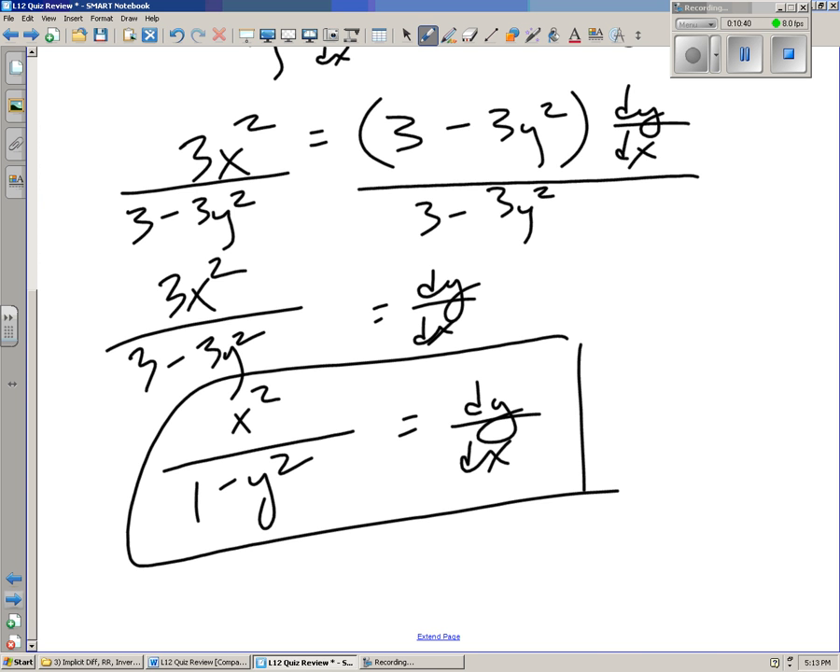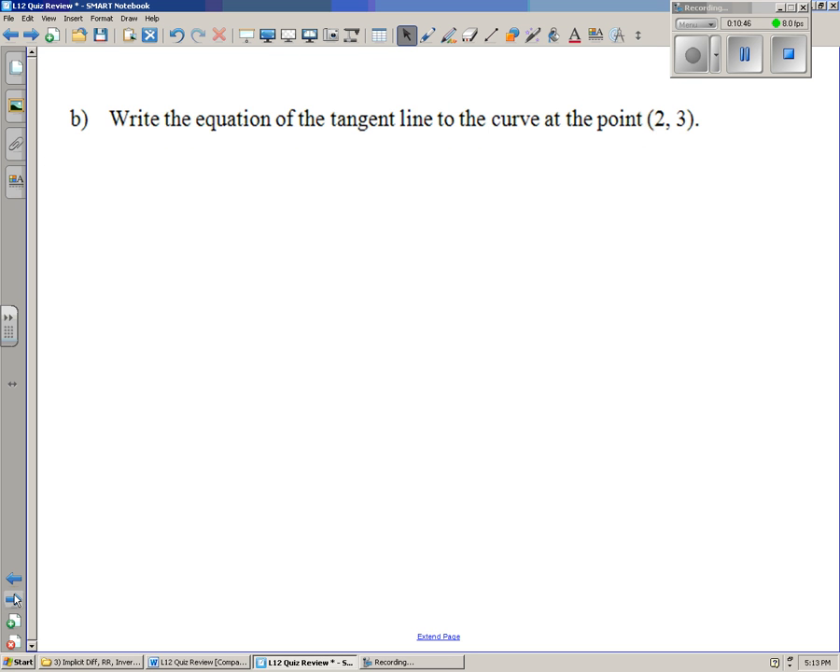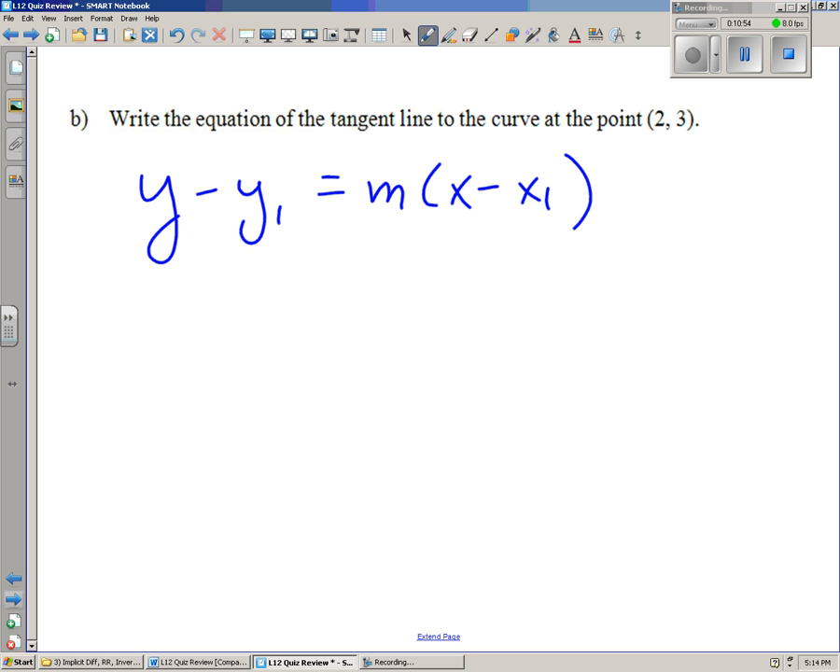So there's our derivative. Part B says we want to write the equation of the tangent line to the curve at the point (2, 3). Here's our formula for the equation of any line. They gave us two parts: y minus 3 equals, we have to fill in the m, and we have x minus 2.